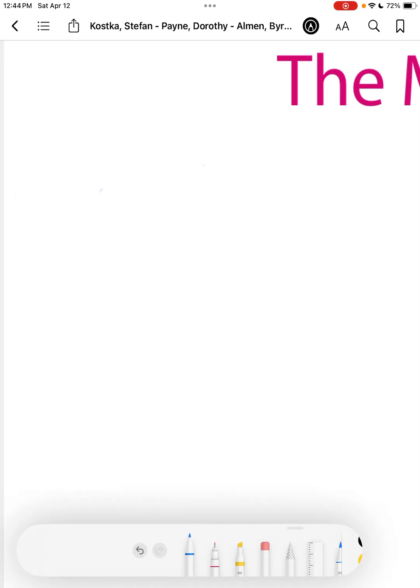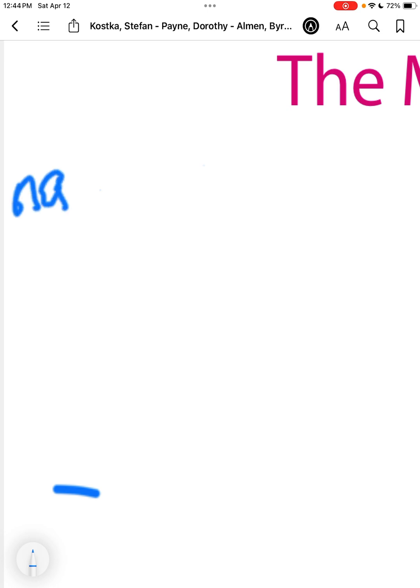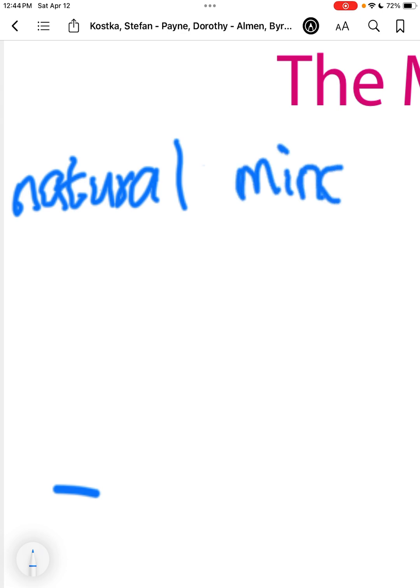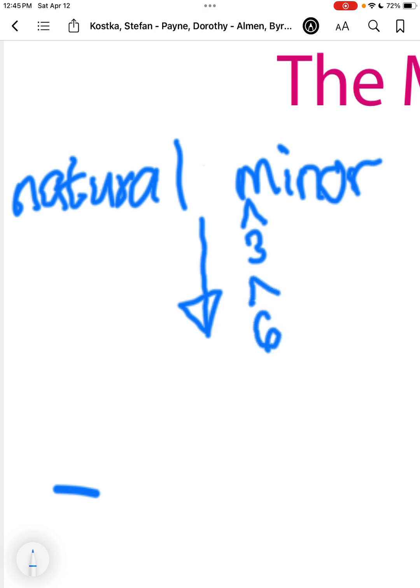Alright, so the first type I've learned was natural minor. Natural minor for the first part. I'm going to draw the down arrow to tell you what I do in this case. If I say it lowers 3, and it also lowers the 6, and it lowers the 7, that is a natural minor.